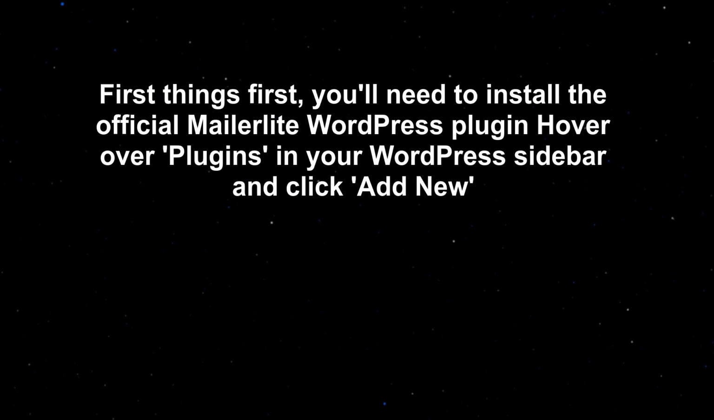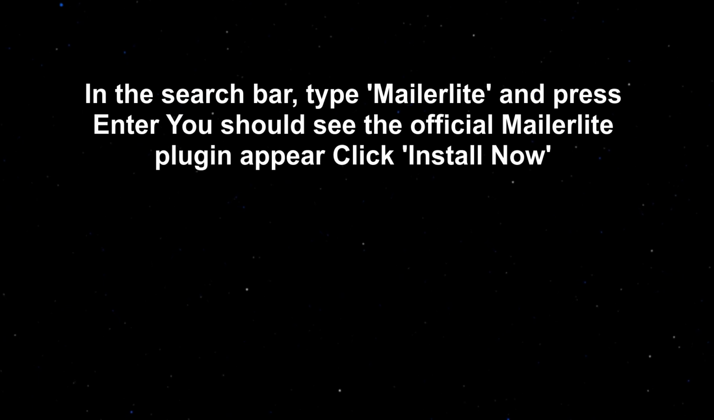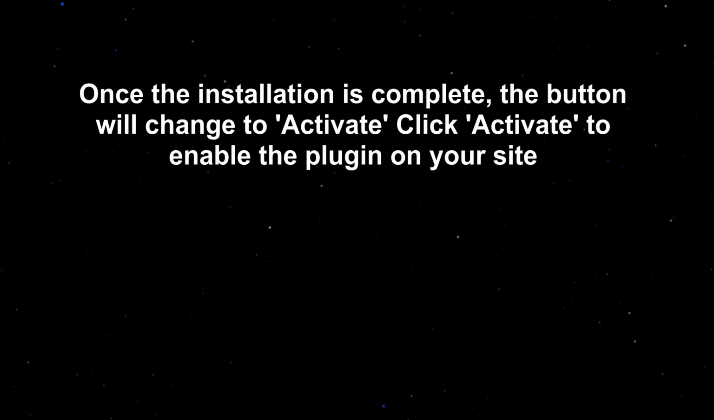Hover over Plugins in your WordPress sidebar and click Add New. In the search bar, type Mailerlite and press Enter. You should see the official Mailerlite plugin appear. Click Install now. Once the installation is complete, the button will change to Activate. Click Activate to enable the plugin on your site.